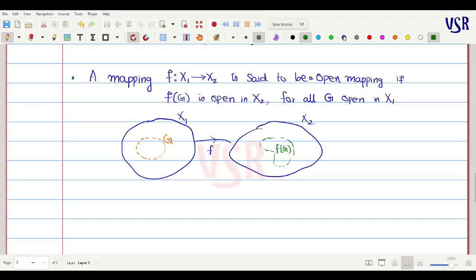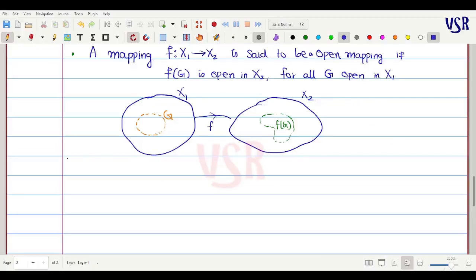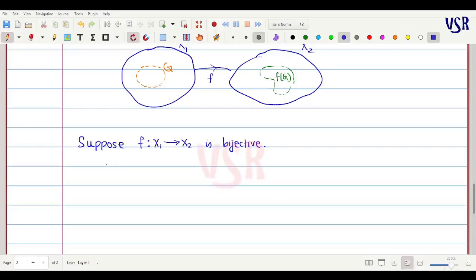And open map னுடைய characterization என்ன சொல்லி கொடுத்திருக்கோம் அப்படினா இன்னொரு இன்ட்ரஸ்டிங்கான விஷயம் என்னன்னா, that is if f from x1 to x2 is bijective, okay, then f is open map if and only if, open map ஆக இருந்ததுனா என்ன சொல்லிக்கலாம், this f inverse is continuous.